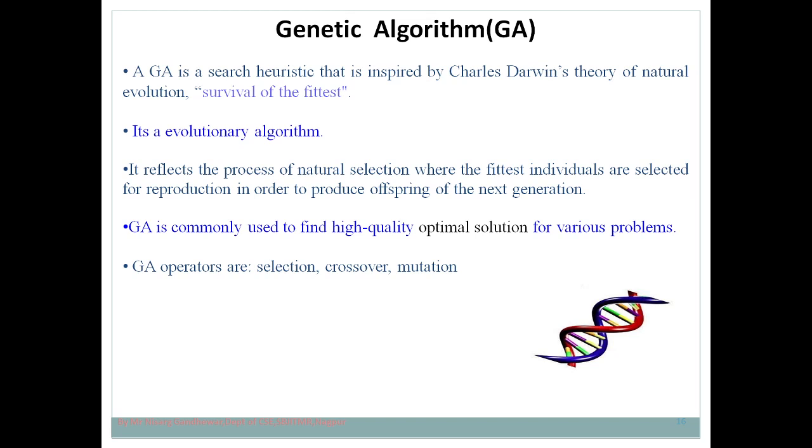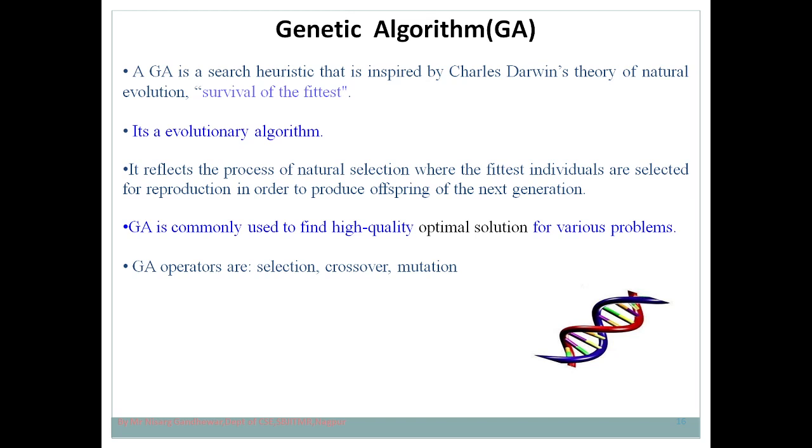Then it reflects the process of natural selection, where the fittest individuals are selected for reproduction in order to produce the offspring. As I told you, genetic algorithm is similar to biological phenomena. So in biology you may learn about reproduction, you may learn about offspring. Based on this, genetic algorithm is there. In case of genetic algorithm, you will calculate the fitness of an individual, and according to that you will select. I will explain, don't worry, with example and along with the phases.